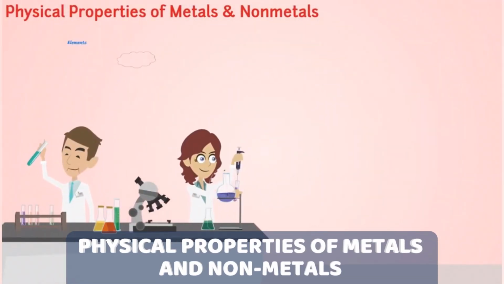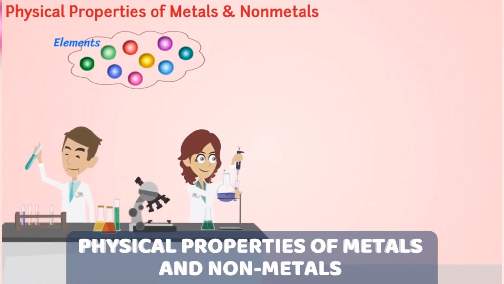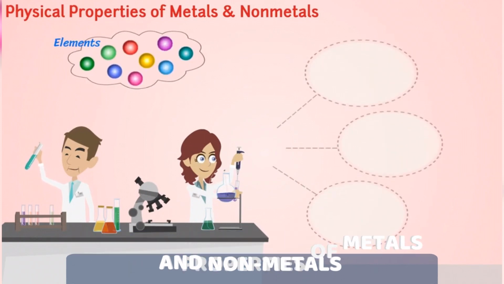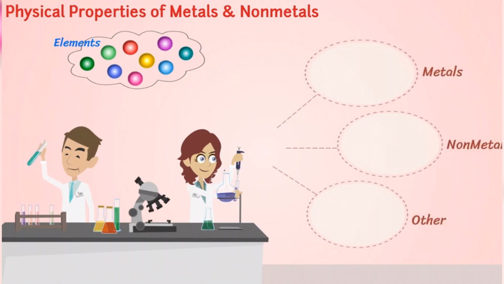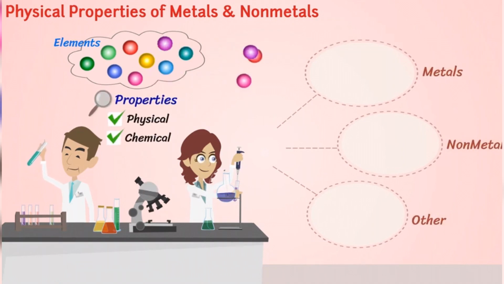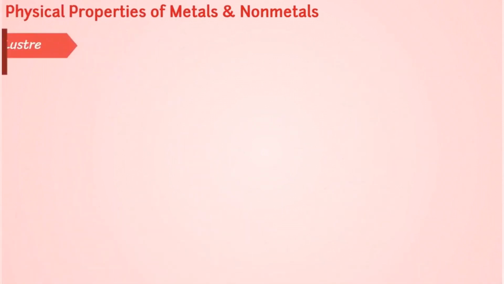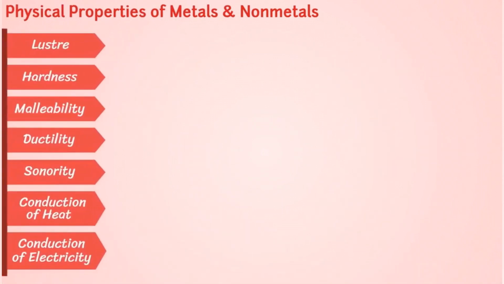Okay, now as you see in this video, we have properties of metals and non-metals. Elements can form metals, non-metals, and others, and we need to understand their properties, which are physical properties and chemical properties. As you can see, these are the physical properties which we need to understand for the metals.